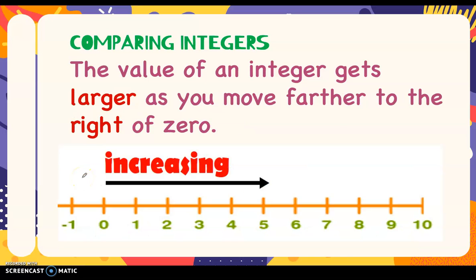And the value of an integer gets larger as you move farther to the right of 0. So as you can see here, with the positive numbers 0, 1, 2, and so on, the value increases. So 1 is smaller than 2, and so on.